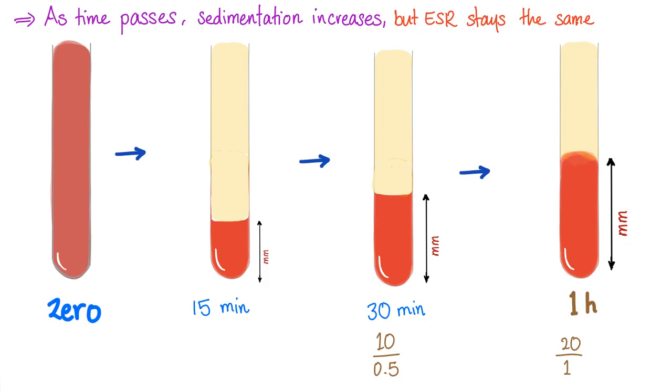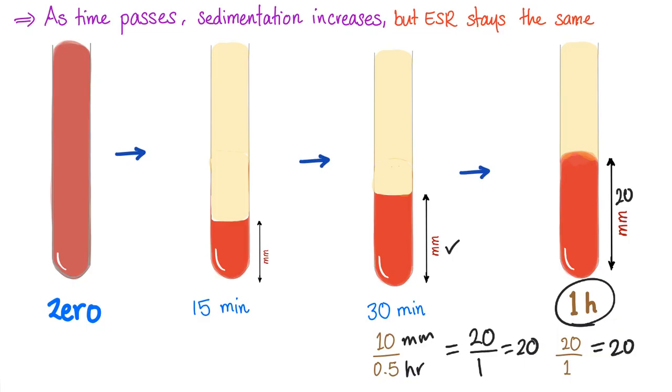You want a proof? Okay, let's measure this. So let's say that this distance is 10 millimeters in half an hour, which equals 20 over 1, which equals 20. So the ESR is 20 millimeters per hour. After 1 hour, this distance was 20 over 1 hour, so the ESR is 20 millimeters per hour. See, it's the same. Sedimentation increases, but ESR stays the same.